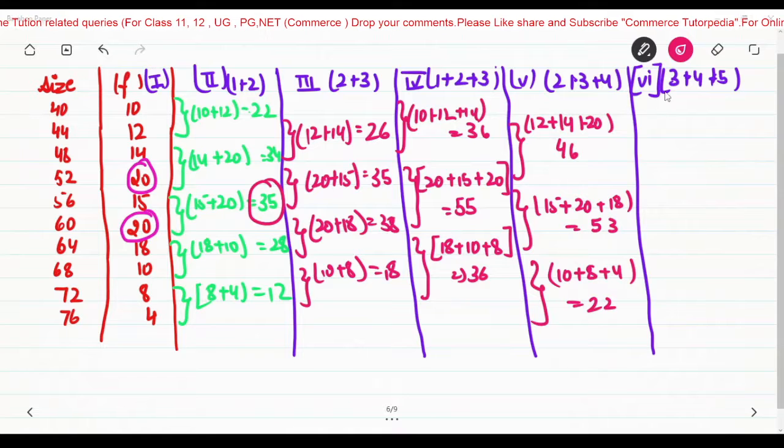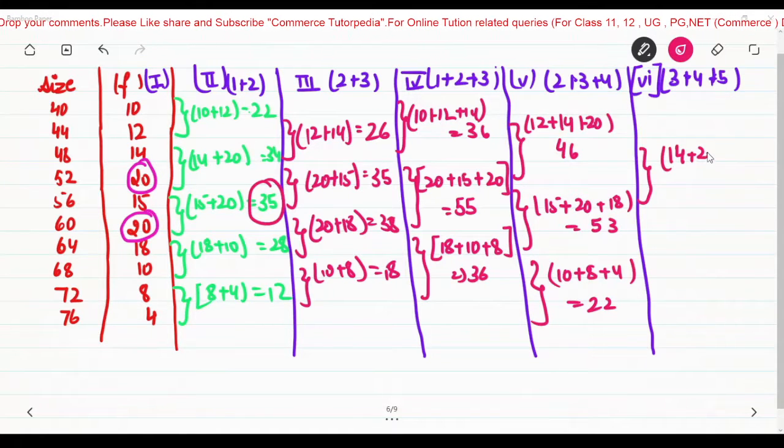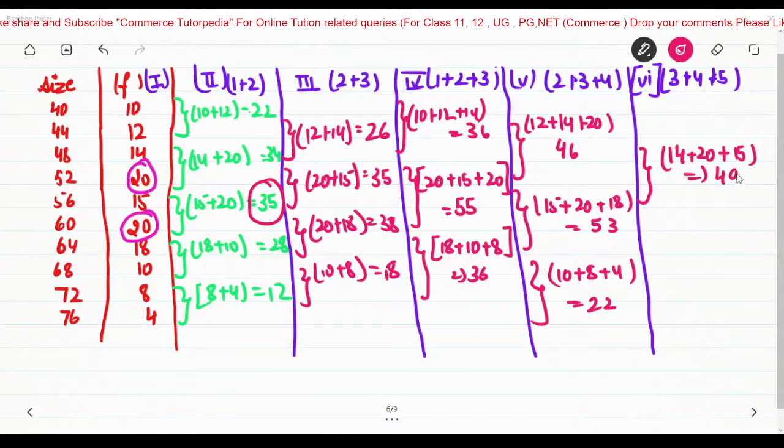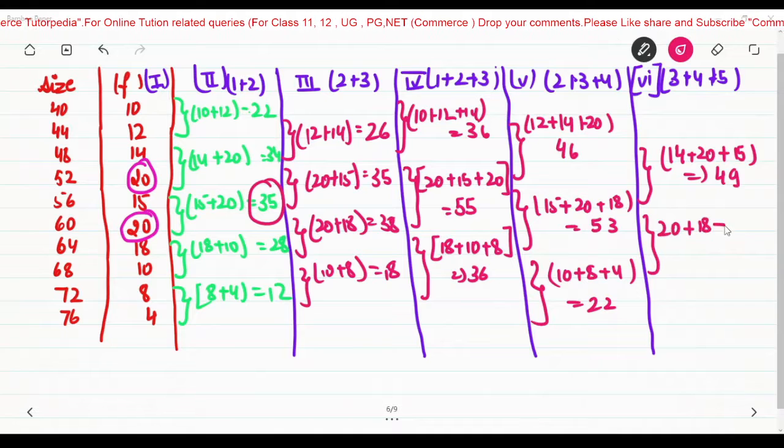In the last column, we need to group the third, fourth and fifth frequency. The third one is 14, then 20 plus 15, so the answer will be 49, right? Then the next three, that is 20, 18 and 10, the answer will be 48.